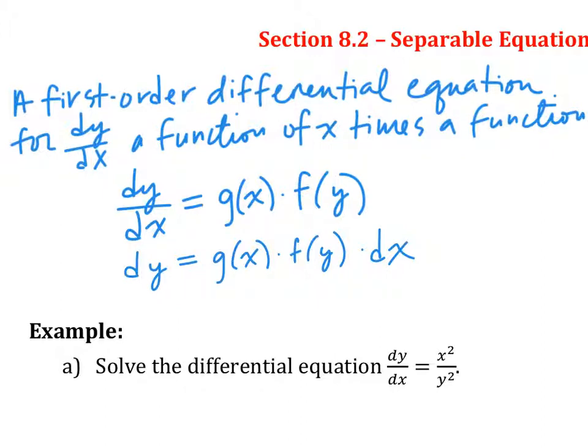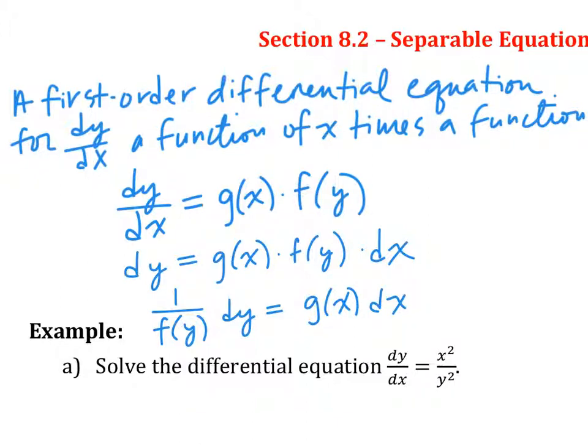So I want to get all the y's to the other side. How do I move this f of y to the other side? Yeah, divide. So I am going to divide by f of y, and then dy over f of y is equal to g of x dx. So when we solve these kinds of separable equations, we have to get all the x's on one side and all the y's on the other side by multiplying or dividing. If you need to add and subtract, you cannot solve it.